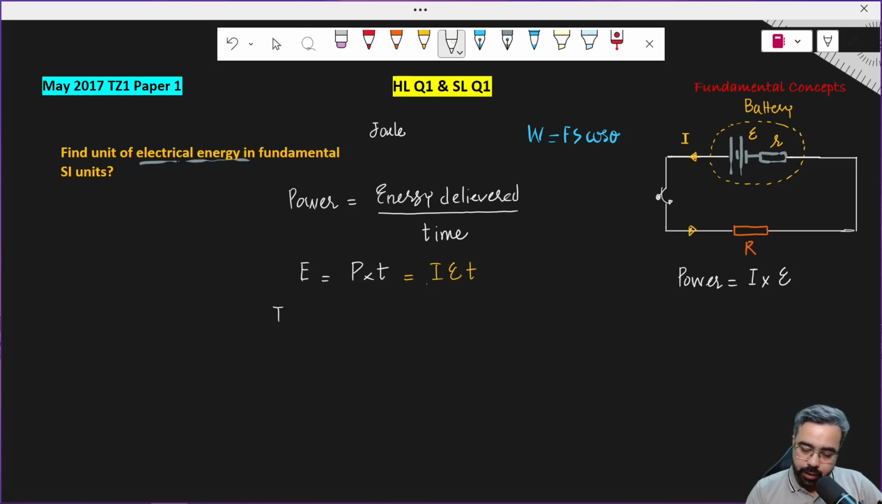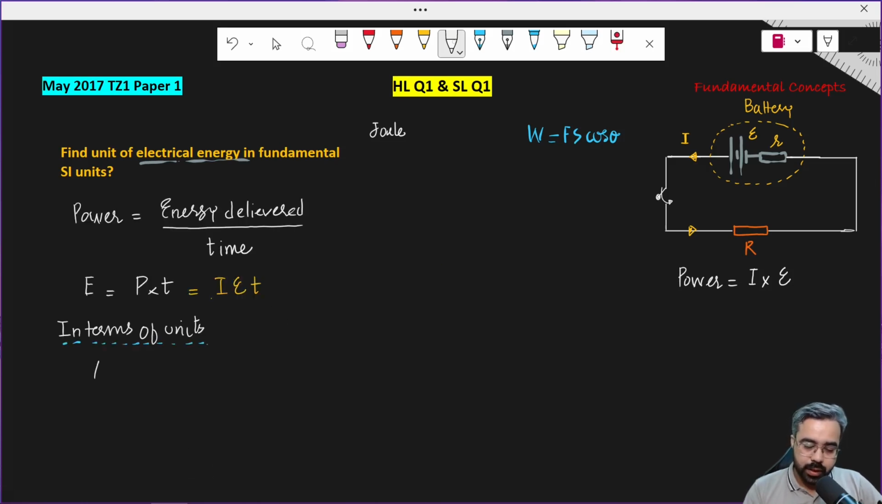Now, in terms of units, the unit of current is ampere multiplied by the EMF, or the potential difference, which has a unit joule per coulomb, because if you remember, the potential difference can also be written as the work done per unit charge. So from here, the volts is equal to the joule per coulomb, multiplied by the unit of the time, which is second.